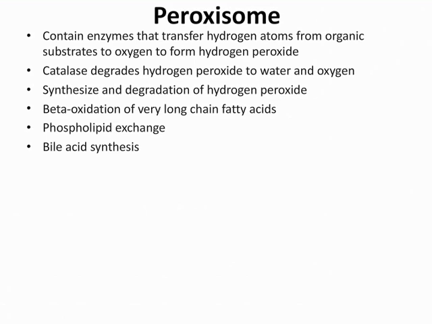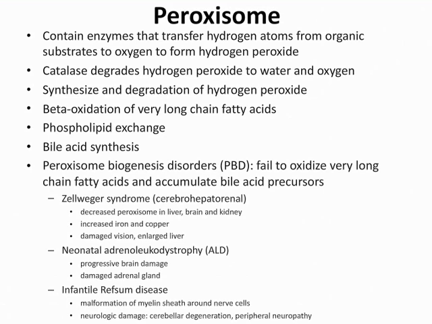It also contains catalase, which degrades hydrogen peroxide to water and oxygen when we're not using hydrogen peroxide. So peroxisomes are responsible for the synthesis and degradation of hydrogen peroxide, also for beta oxidation of very long-chain fatty acids. So you're going to learn more about beta oxidation later, but that's just breaking down fatty acids. Phospholipid exchange, bile acid synthesis, all of these are things that peroxisomes do. So below are some of the disorders that you need to know.